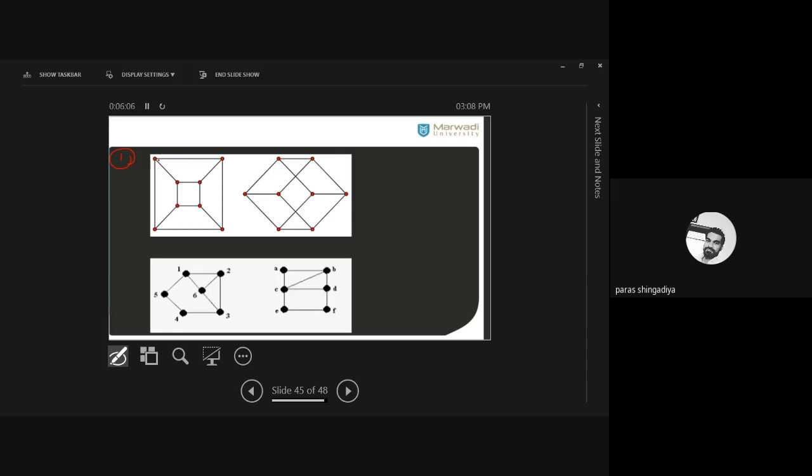First, mention the number of vertices, the notation of the vertices. You can also count the number of vertices and number of edges in the first and second graph. The first has 8 vertices and 12 edges. This graph also has 8 vertices and 12 edges. Clear? So they are equal. Now we have to check the one-to-one correspondence between them.